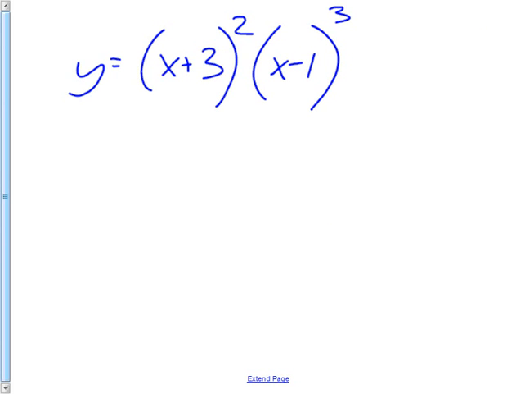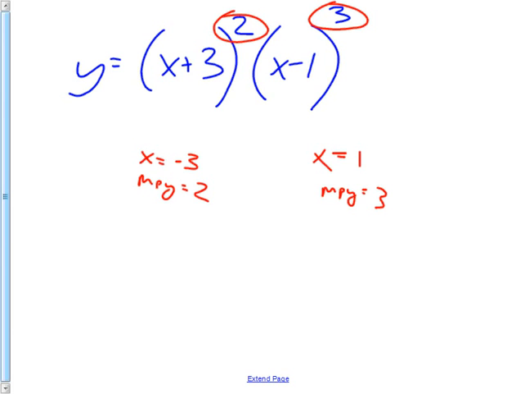Do you guys know what the multiplicity means? That's a multiplicity, and that's a multiplicity. This root of -3 has a multiplicity of 2. And the root over here at x equals 1 has a multiplicity of 3. It's a triple root. It's a snake. This one's a bounce. It's a snake.